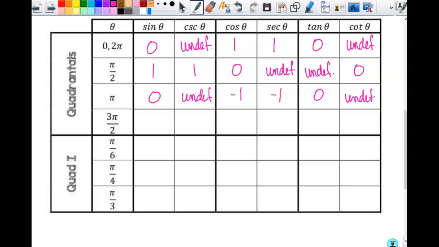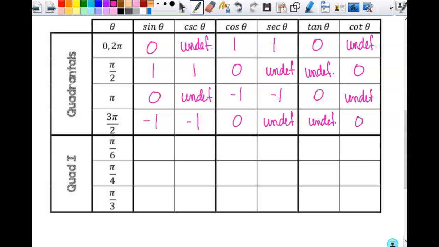3 pi halves. What's the sine? -1. So the cosecant is -1. Cosine is 0, so the secant is undefined. Tangent is undefined, so cotangent is 0. Okay, we good with all that?